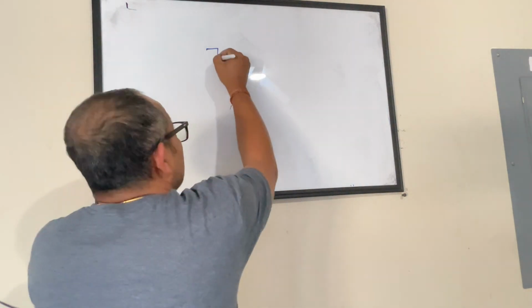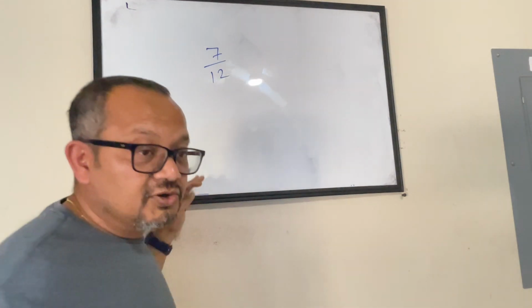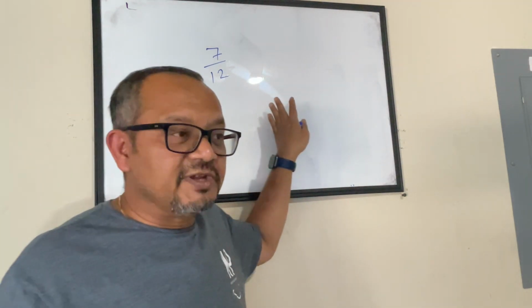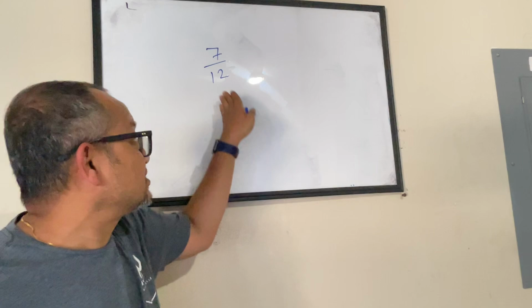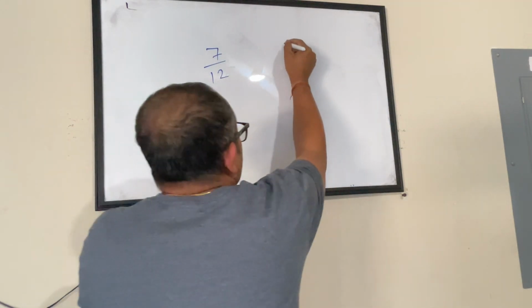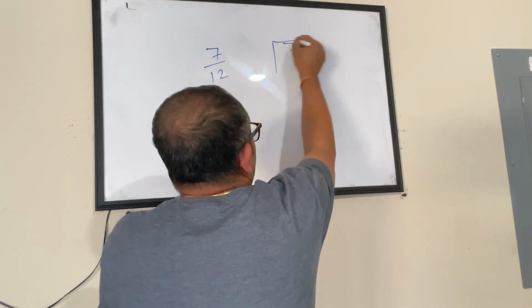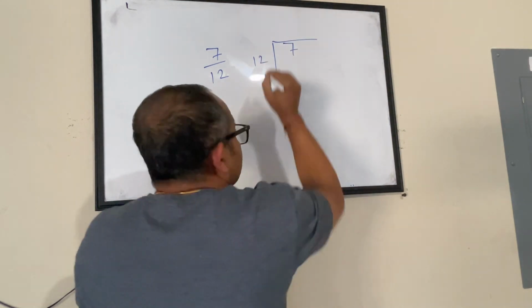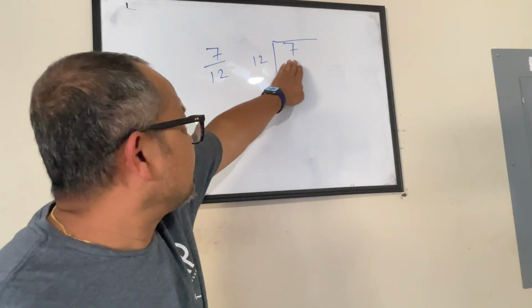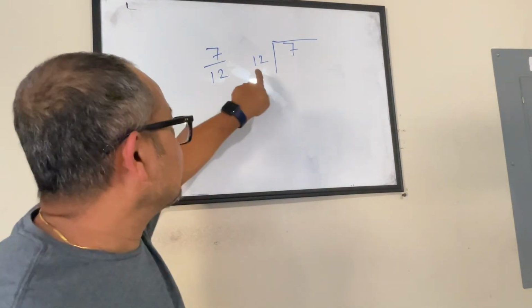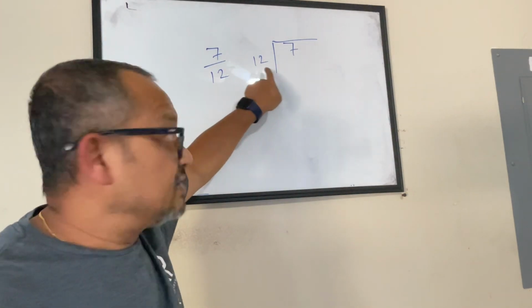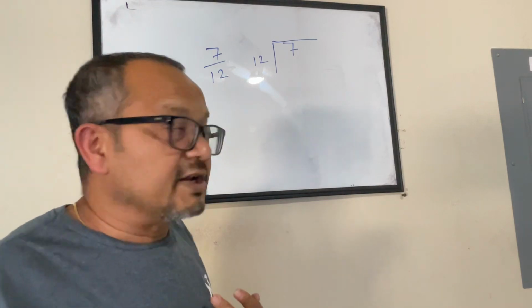7 by 12. So, Ishan wants to test me if I can solve this one. Convert this to a decimal. It's very simple. It says 7 by 12, meaning divide 7 by 12. Very simple problem. I have a 7, which is lesser than 12. I need to make it big. Who comes to my rescue? Chicken.